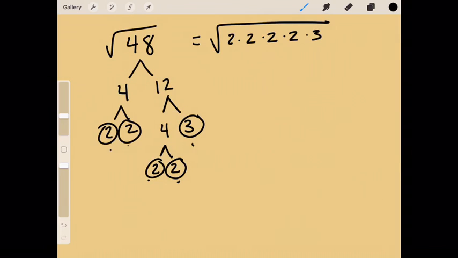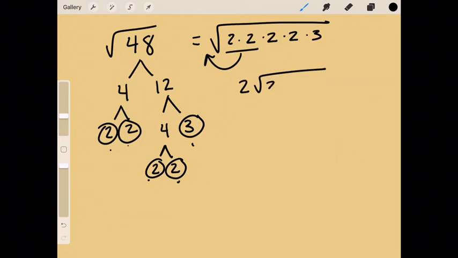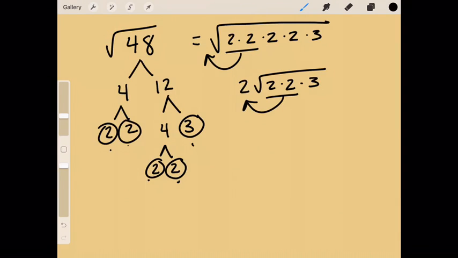Now everything that gets paired up, so being in sets of 2, can leave the radical. So I see a pair of 2's here, that can leave. So then I have 2 radical 2 times 2 times 3. And then I see another set of 2, so that can leave the radical, being 2 times 2 times radical 3.